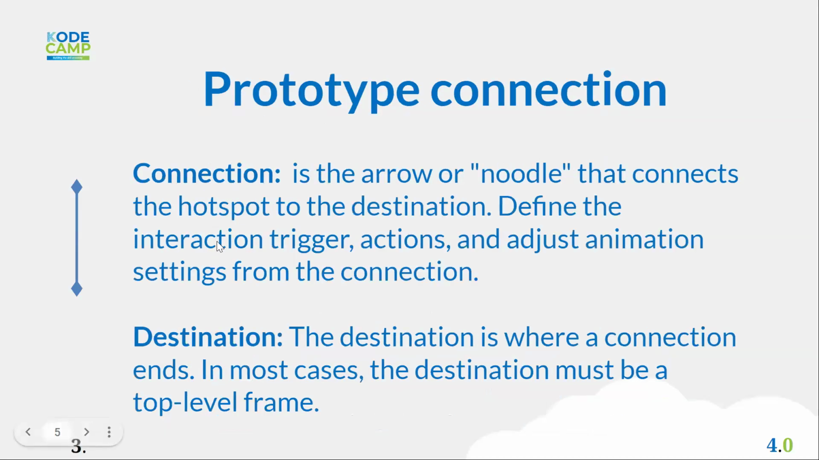Then we have the connection. The connection is the arrow or noodle that connects the hotspot to its destination. You know how we talked about user flow. You can say your connection is more like an arrow, a line that connects one screen to another. When you click on a hotspot, an arrow will show that connects your hotspot to its destination, more like a bridge from one screen to another. A connection defines the interaction trigger, the action, and lets you adjust animation settings.